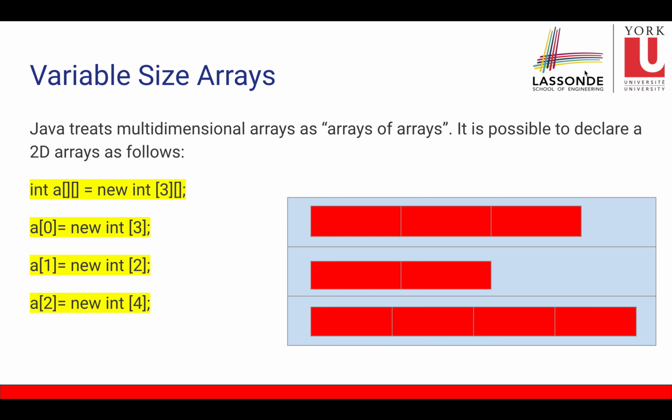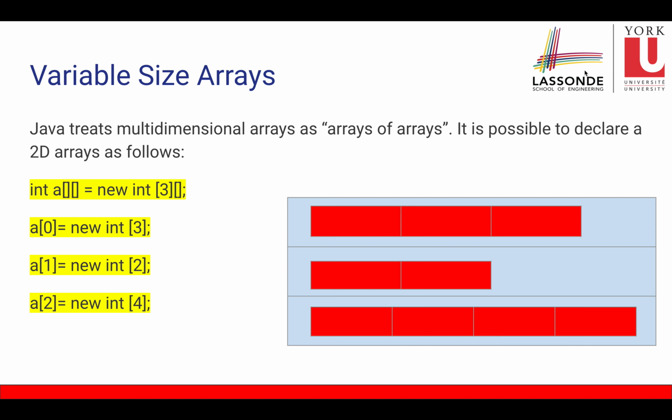Variable size arrays. Java treats a multi-dimensional array as an array of arrays. That means you could put one array into another array. So a 2D array means we put the second dimension arrays into the first dimension. Look at the example.